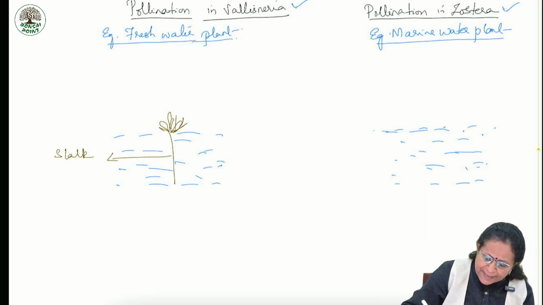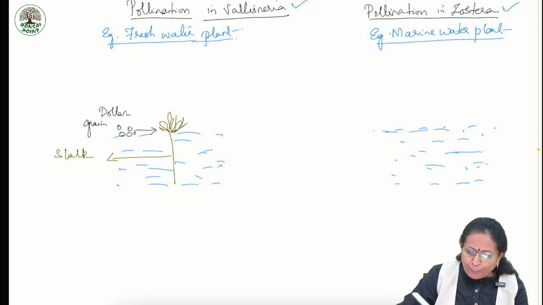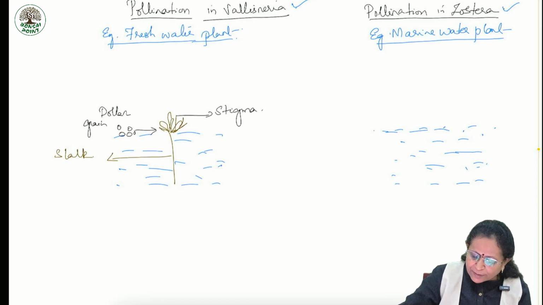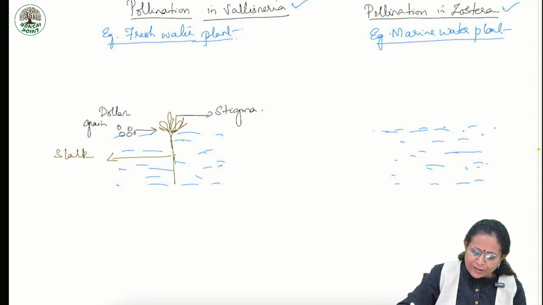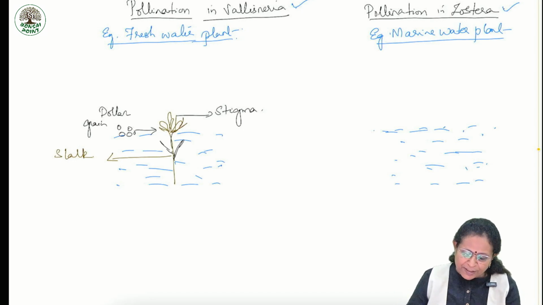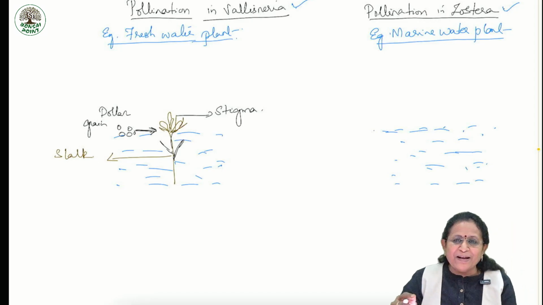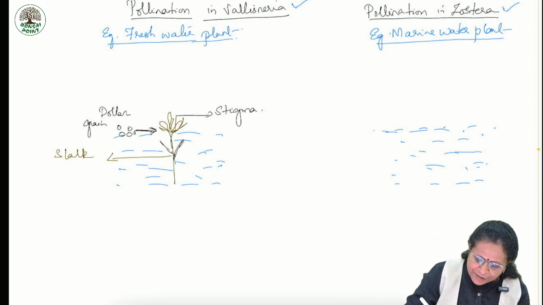The pollen grains that are released will move passively to reach the stigma of the flower and bring about pollination. This is the pollen grain that is moving passively and reaching the stigma of the flower, that is Vallisneria, which is floating, and it brings about pollination.